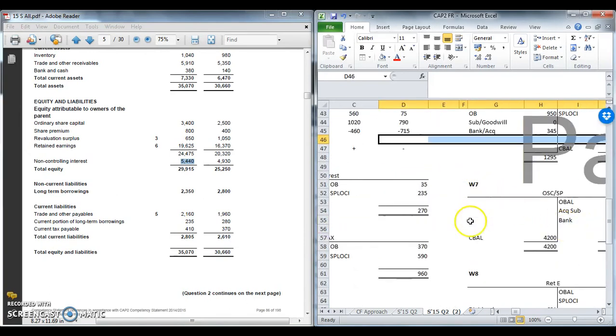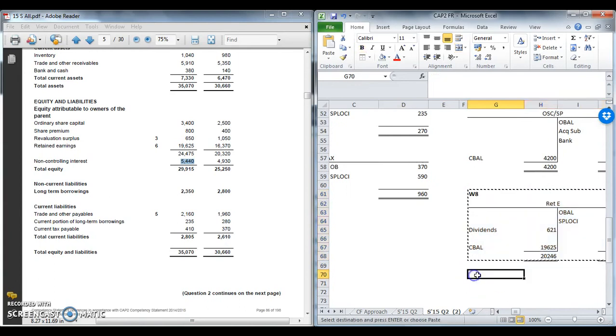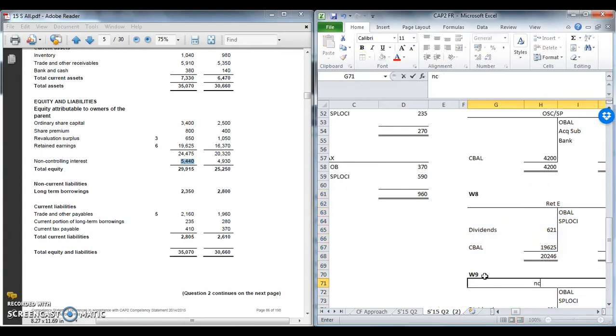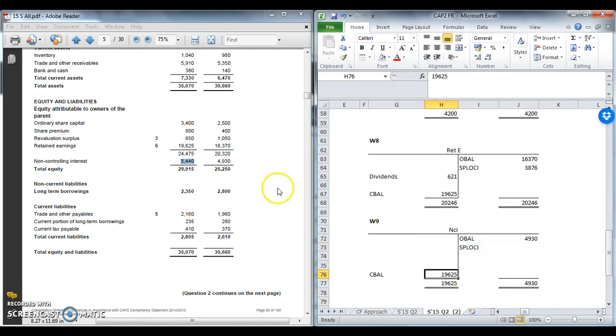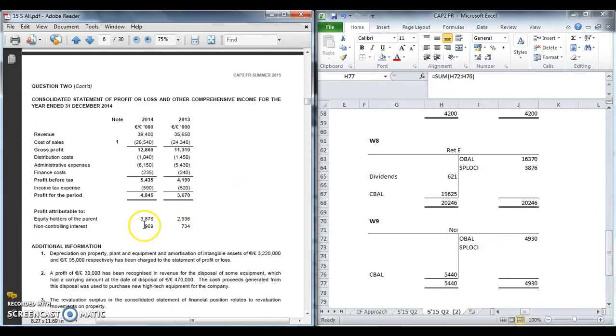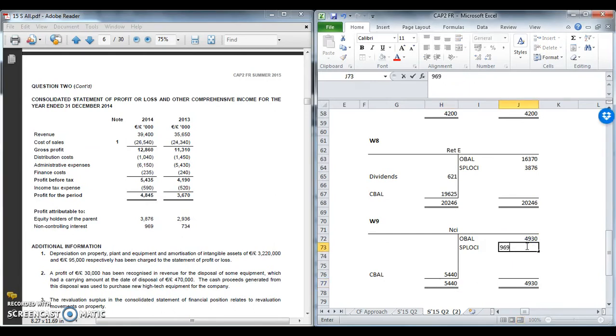And again, easiest way to do it, in my perspective, is open up a T account. So working 9 NCI. The opening balance we know is 4930. We don't know what the profits are yet. The closing balance was 5440. So there's an increase of about 500,000, and how do we explain that? Well, one, we know those profits attributable to the NCI, so put in that 969. So the NCI would get that share of profits in their account. Similarly, it'll show up in the statement of changes in equity. So again, there's a lot of assumed knowledge in terms of your basic knowledge of Splocky, SOFP, and statement of changes in equity in terms of group accounting.